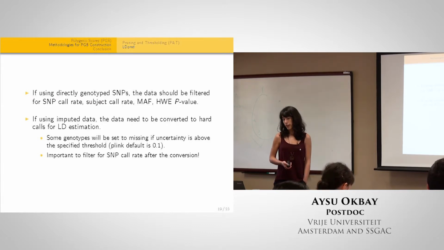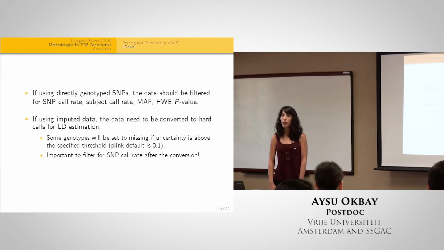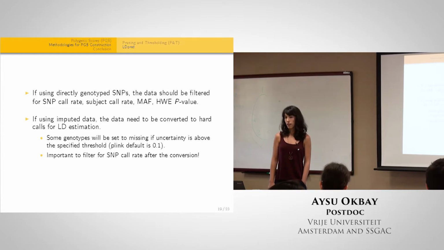If you're using imputed data, again, you're going to have to convert your genotype probabilities to hard calls. So some genotypes will be set to missing when you do that, because Plink, for example, has the default 0.1. If uncertainty for that SNP is above 0.1, when converting it to a hard call, it's just going to set it to missing. So I would also filter for SNP call rate after converting the genotype probabilities to hard calls, because you're going to have a lot of missings in your data, and you want to drop those.